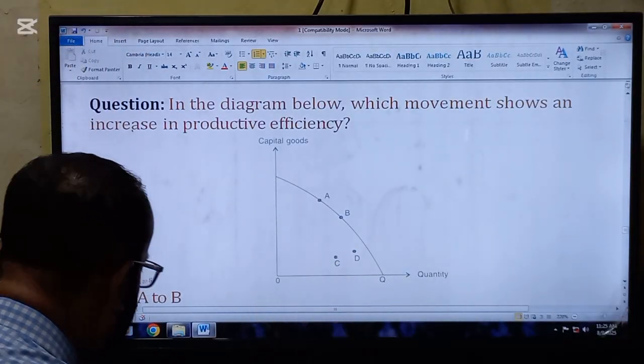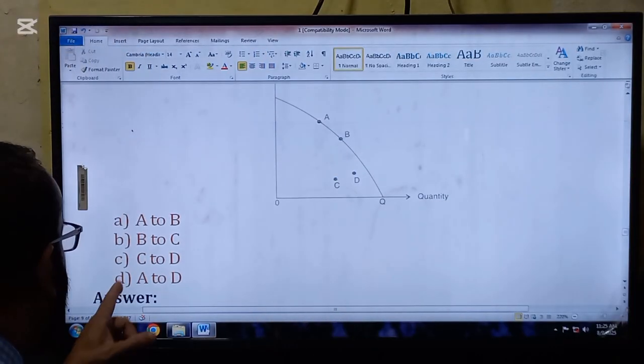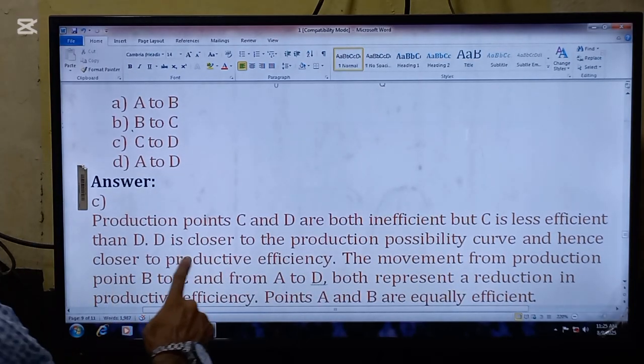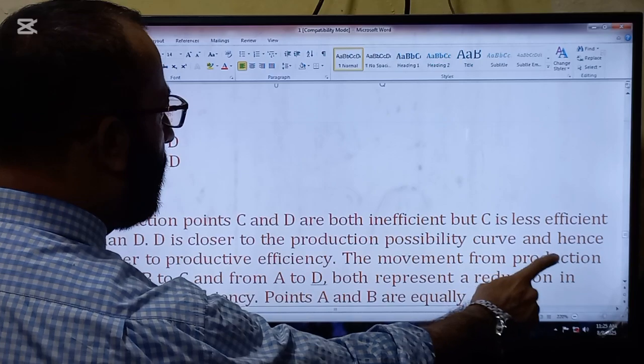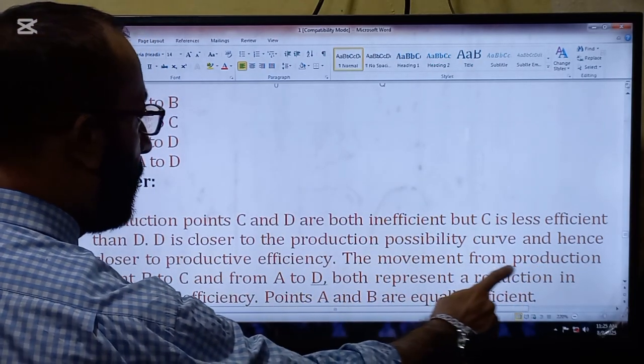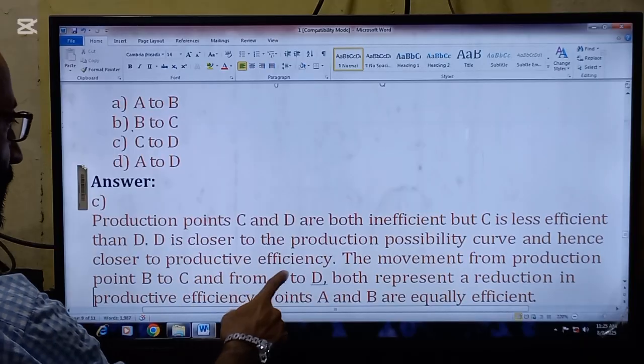So C to D will be the answer. So C to D, like C option will be the answer. So look now, production points C and D are both inefficient, but C is less efficient than D. D is closer to the production possibility curve and hence closer to the productive efficiency.